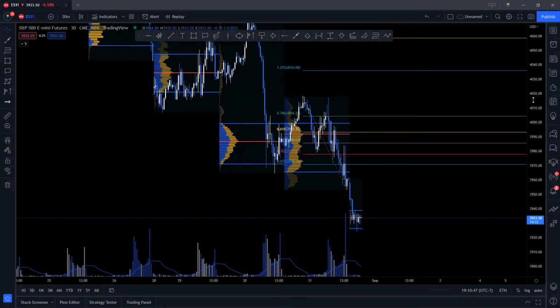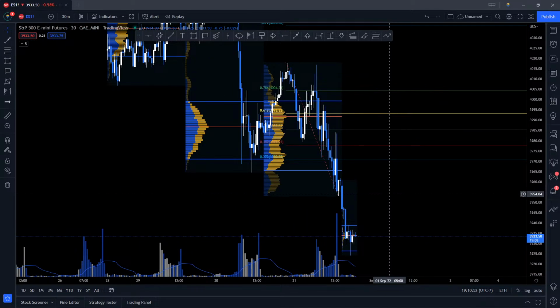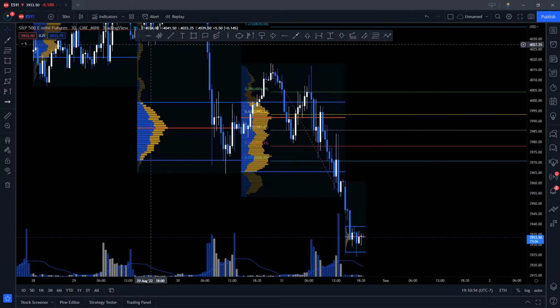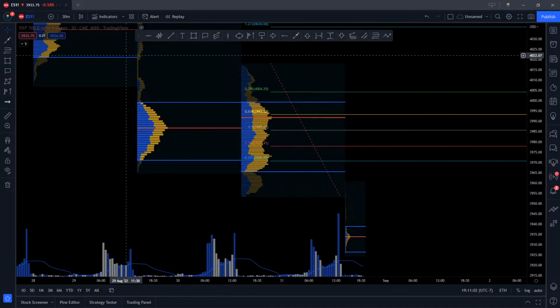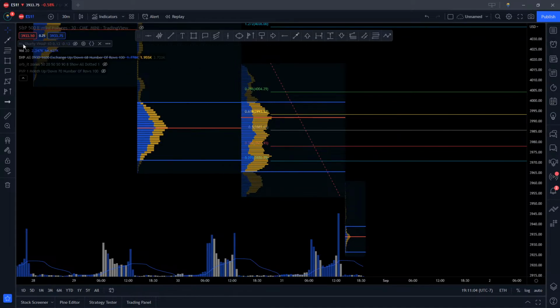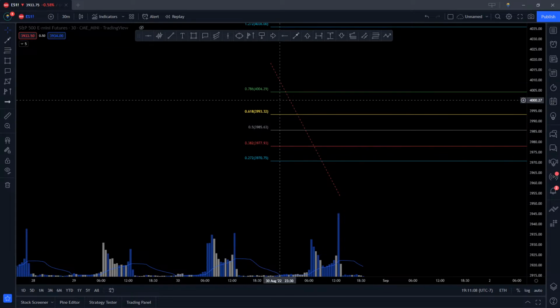I'm going to turn my candles off again just so it's easier to see this. But here's my 50% line. I know it's kind of hard to see. It's gray, but I know what it is. Let me actually turn off the volume profile really quickly. Now it's really clear. Okay.